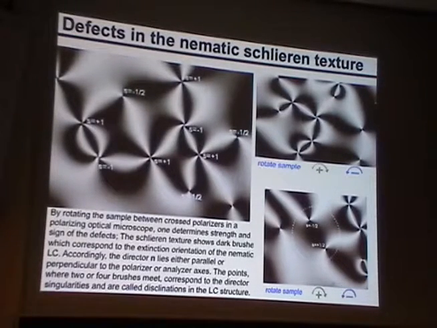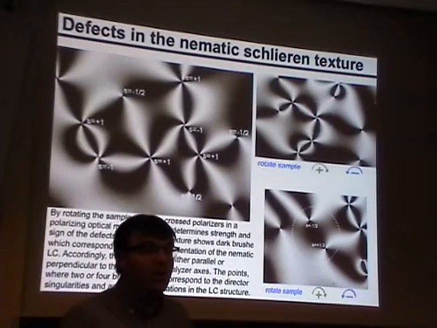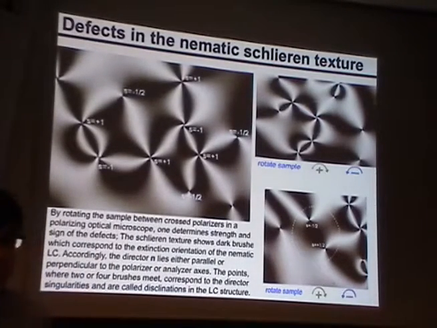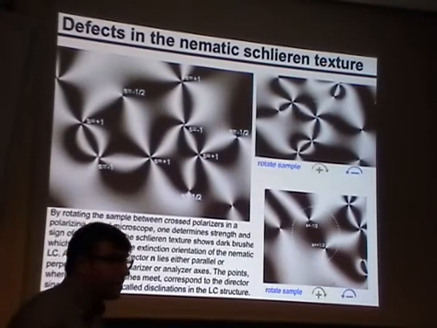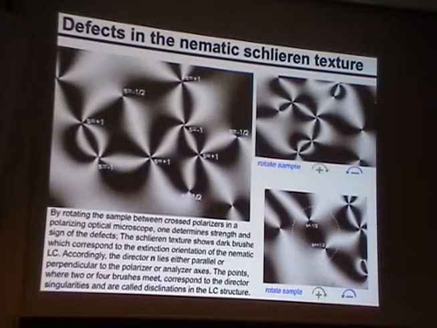And so now, you could see that we could have defects with positive and negative winding numbers, right? So you might ask, how do we know the sign from experimental images? In order to determine the sign of those defect lines, you could rotate the sample between cross polarizers. As you do so, the defect lines that have the dark brushes rotating in the same direction as you rotate the sample would have positive sign, and the defects in which brushes rotate in the opposite direction have negative sign, right?